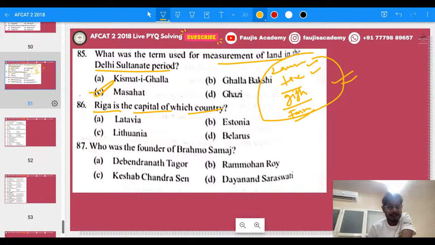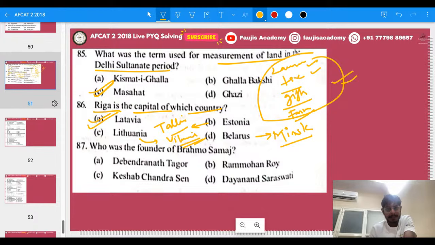What is the capital of Riga? Riga is the capital of Latvia. The capital of Estonia is Tallinn. The capital of Lithuania is Vilnius. And the capital of Belarus is Minsk.